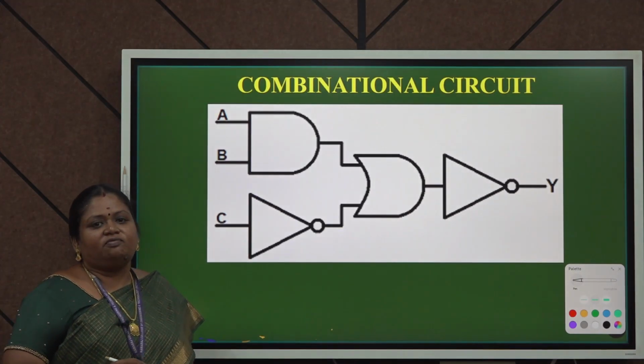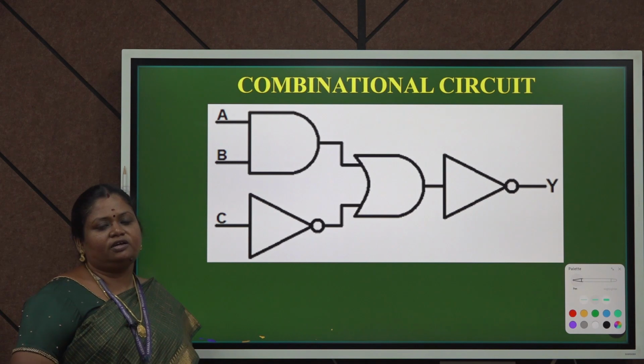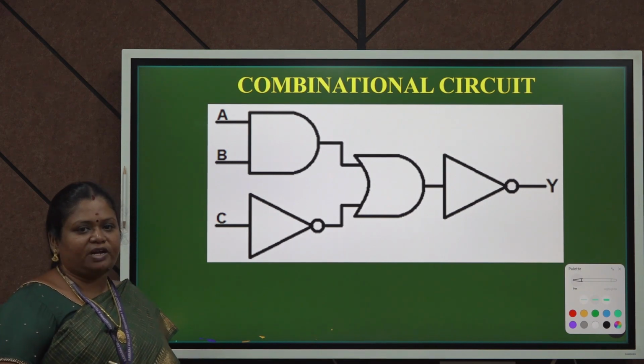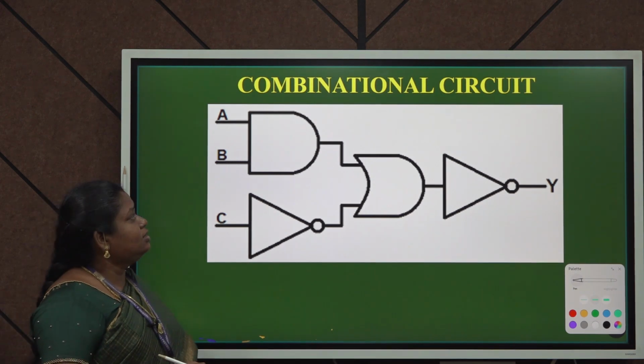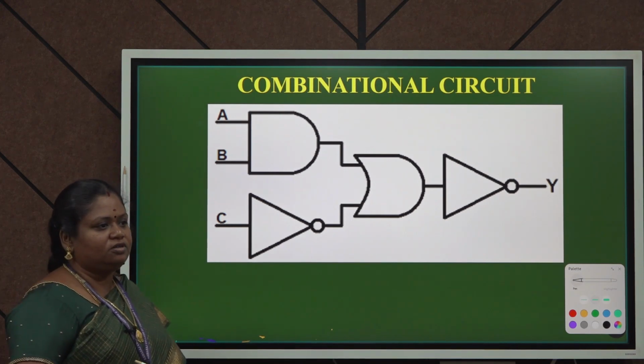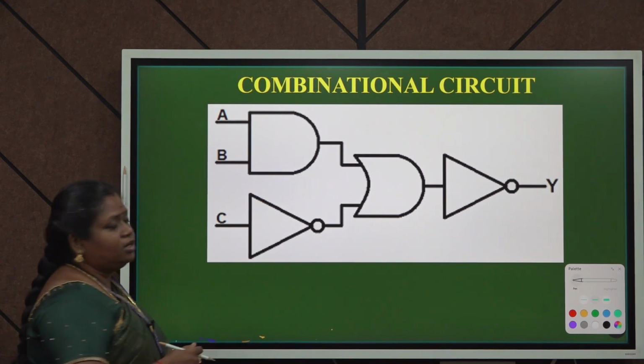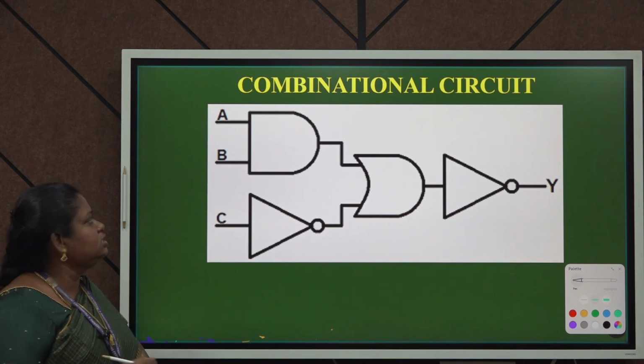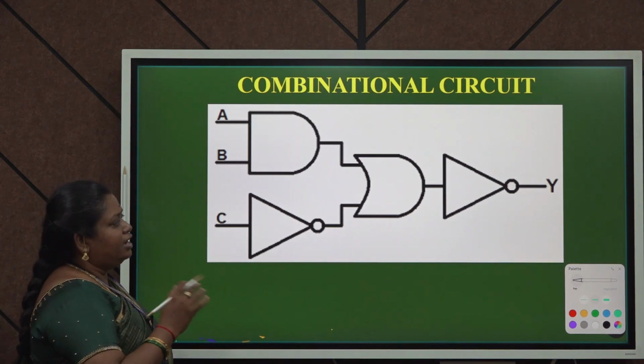A similar process can be done for any combinational circuit, like a full adder, a half subtractor, and a full subtractor. Next, let us move on to the combinational circuit.